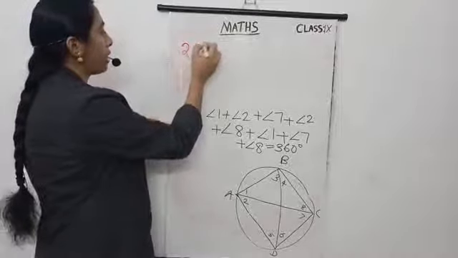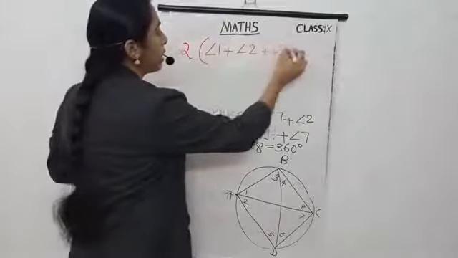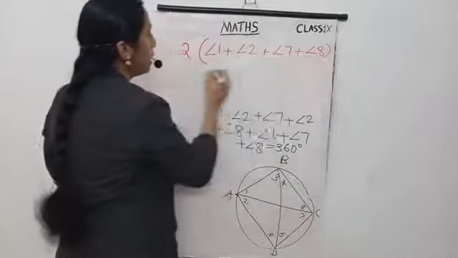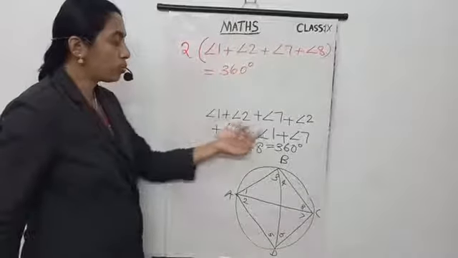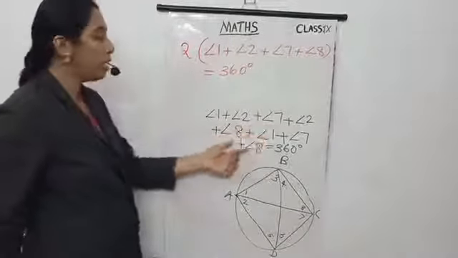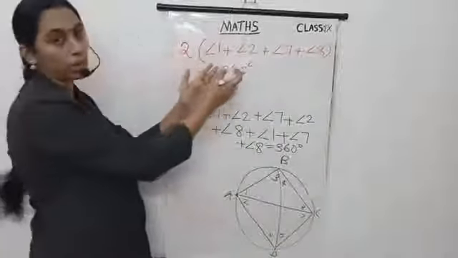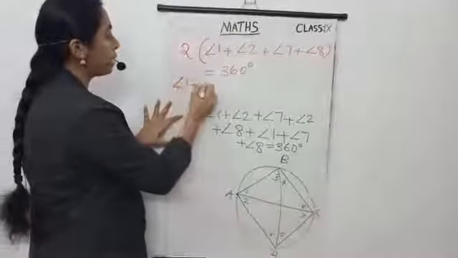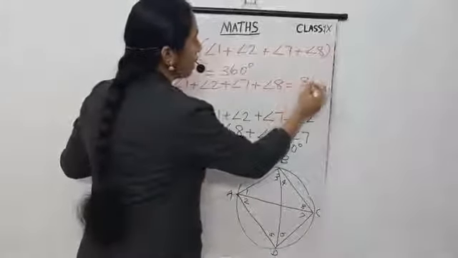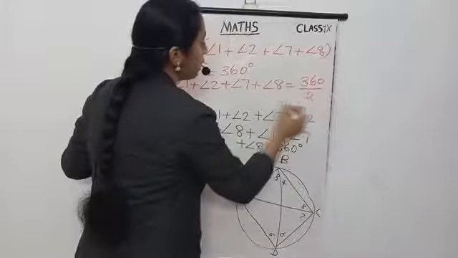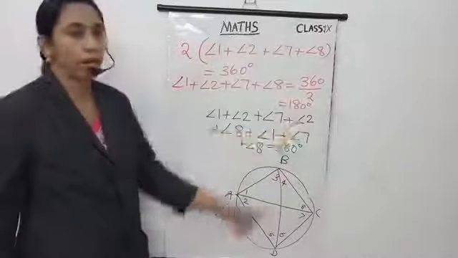So we can write that 2 into angle 1 plus angle 2 plus angle 7 plus angle 8 equal to 360 degrees. Angle 1 two times, angle 2 two times, angle 7 two times and angle 8 also two times, so we can write like this. Now transpose this 2 to the right hand side: angle 1 plus angle 2 plus angle 7 plus angle 8 equal to 360 by 2, which is 180 degrees.